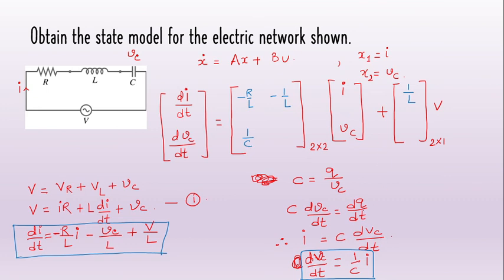Is there any factor associated with Vc in this equation? This is my equation 2. This is my equation 3. There is nothing associated with Vc, so it will be 0. Is there anything associated with V? No, so it will be 0. So in this way we get our state equation. In this way we get the state model of this particular electrical diagram.